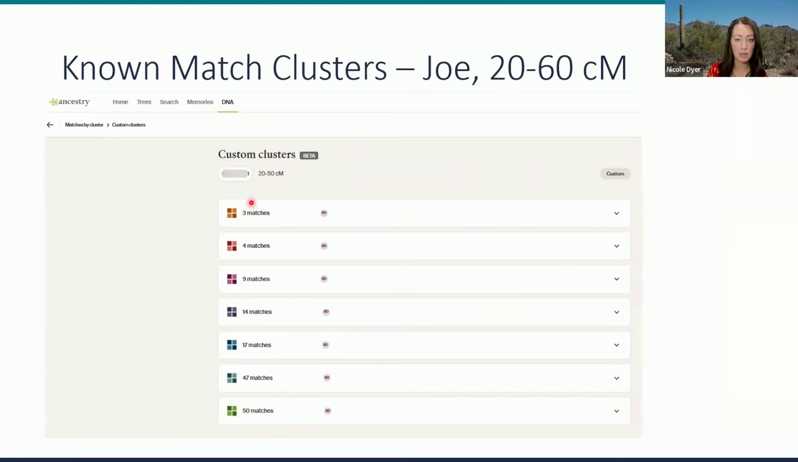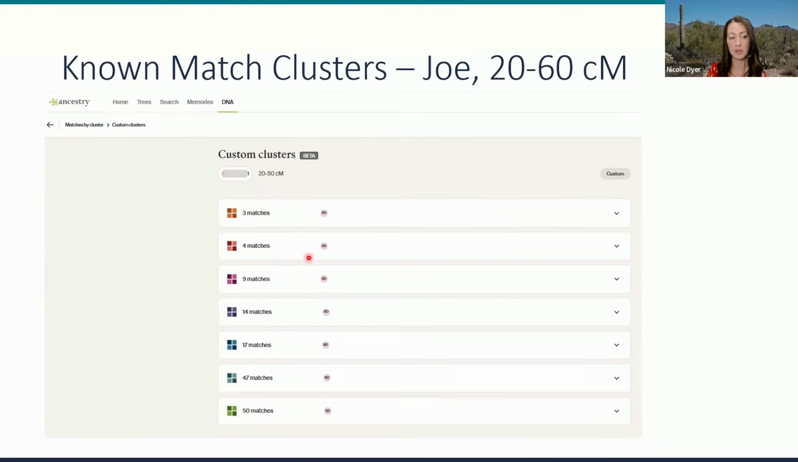So the first three clusters, 3 matches, 4 matches, and 9 matches, there weren't that many people with trees in there. And what's interesting about the custom clusters is that cluster 1 and cluster 2 are mostly the same, just with 1 more match added here. And then cluster 3 is the same as cluster 4, but with 5 more matches. So these matches are repeated in all of the little clusters.